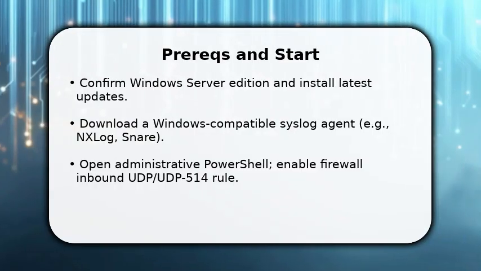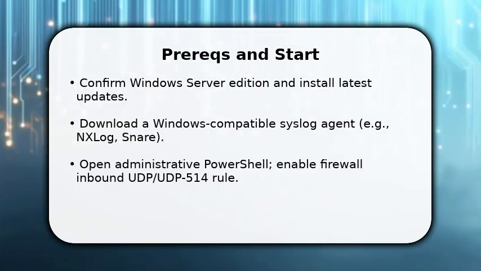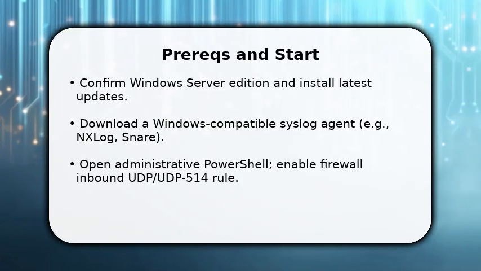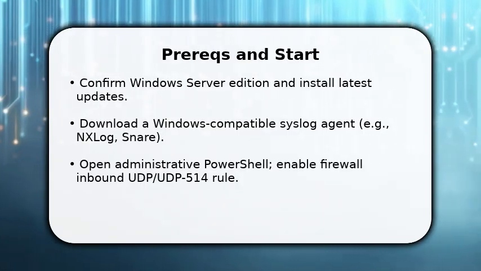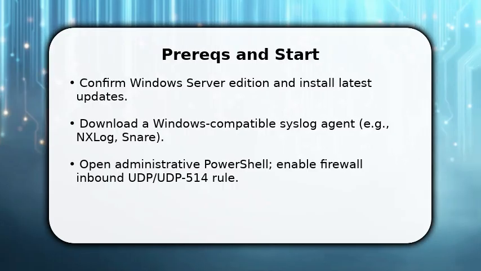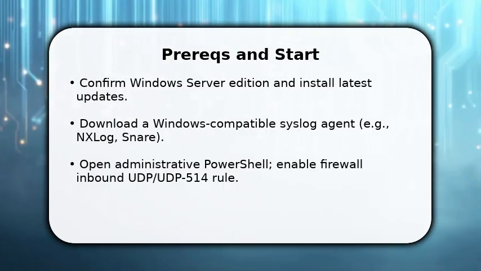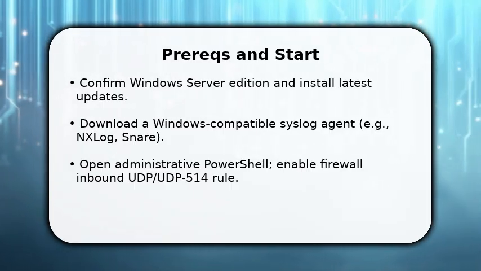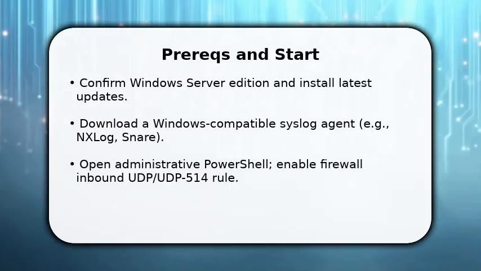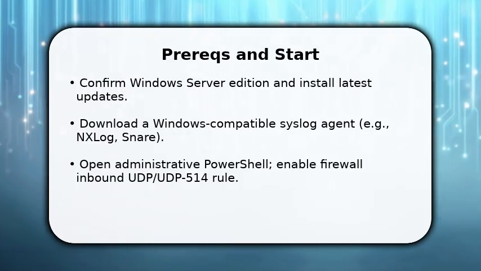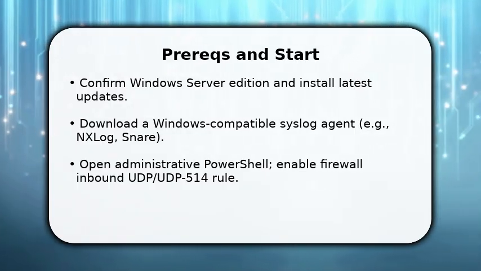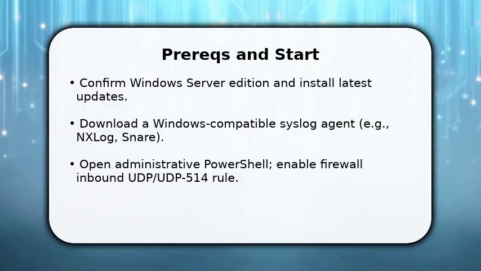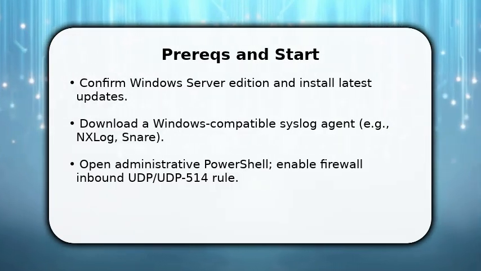You begin by ensuring the server is patched and you have admin rights. Install the chosen Syslog agent package, nxlog or snare, because Windows does not natively collect Syslog. Once done, open an elevated PowerShell to create a firewall rule allowing UDP 514 or TCP if you chose TCP from trusted subnets. This step lets network devices reach the server. Make sure to note your server IP and selected protocol before moving on.